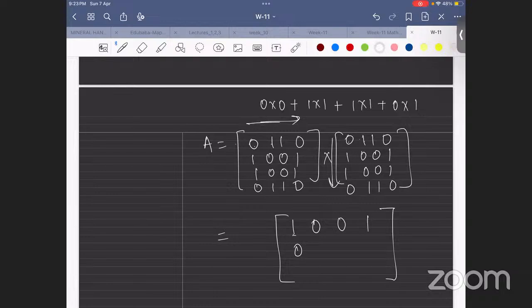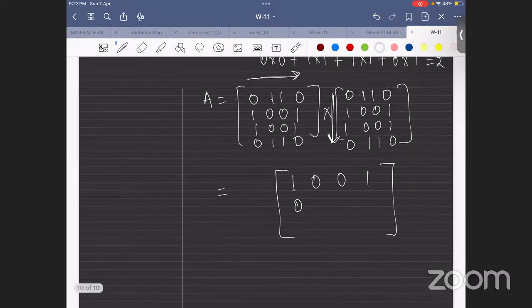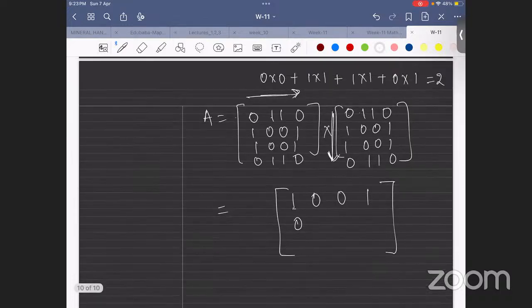First row and first column are multiplied. Okay, so we got it. This is 2, so you can write 1 here directly. Okay, and again if you just multiply it, this will be 2. This will be 1. Again, this is 1 1 1 1 0 1.